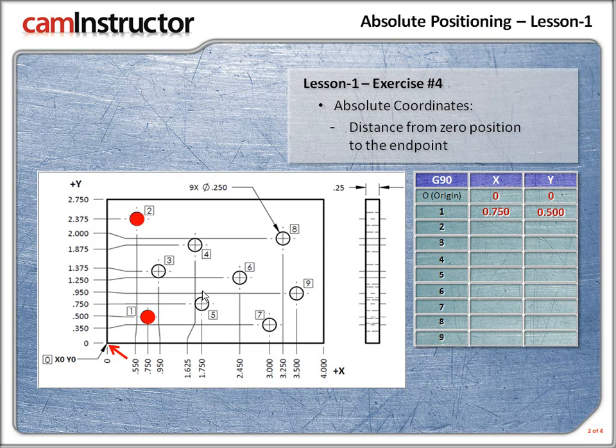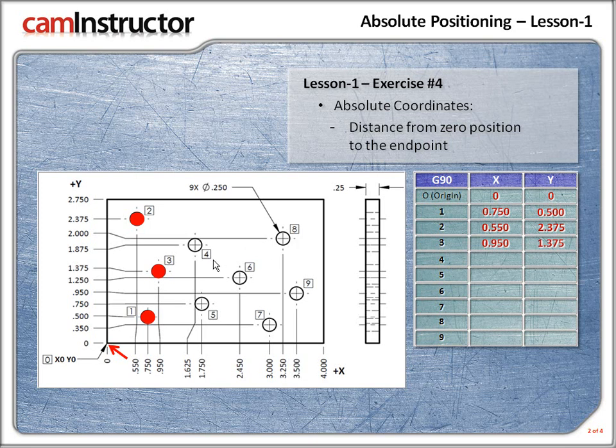So let's check out position 2. So the X value is going to be X0.550. Now what about the Y value? The Y is going to be 2.375. Next up is position 3. Now what about the X? So the X is going to be 0.950, and for the Y that's going to be 1.375.